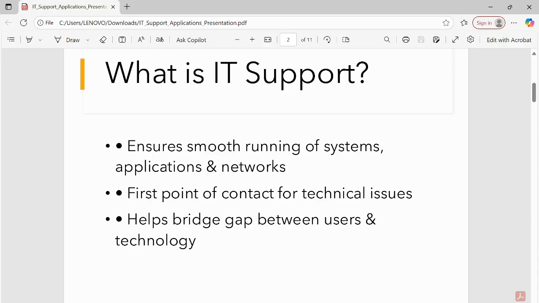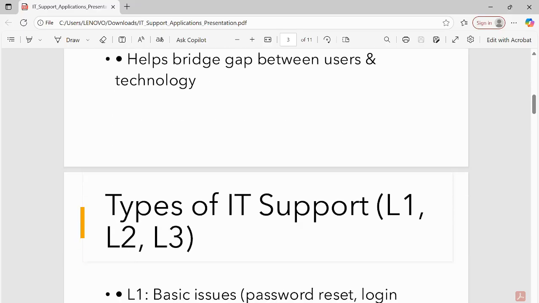Suppose any users are facing issues with an application on their system. In that case, your responsibility is to find out what the issue is and check whether there are any technical issues on the user machine, so that the machine will run smoothly. This is mainly the work of IT support.